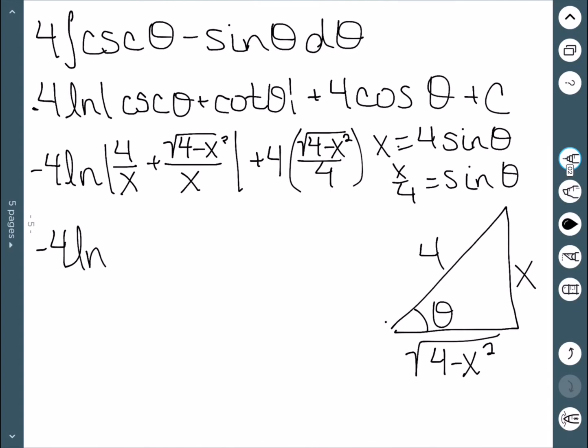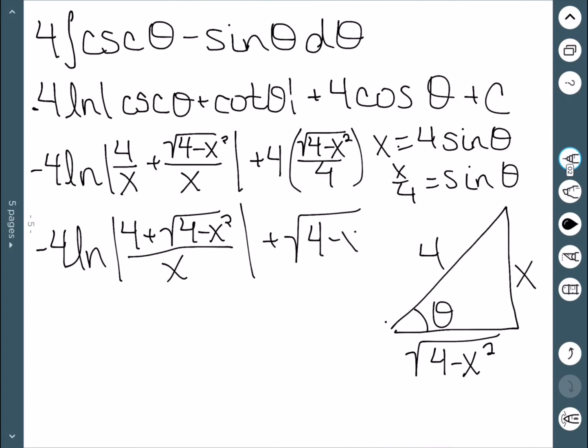We can then simplify this slightly. This is 4 times the square root of 16 minus x squared over x. And then here I just have the square root of 16 minus x squared plus c. So now I have my final answer.